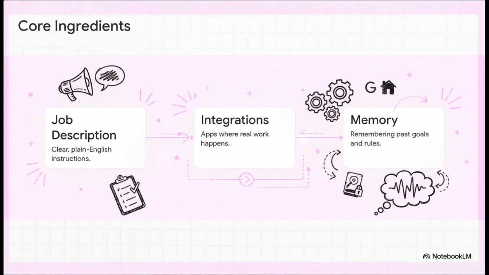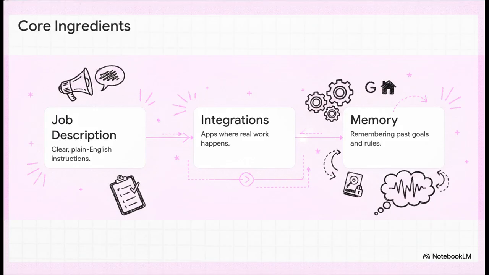First up is the job description. This means typing out clear, plain English instructions telling the AI exactly what its role is. Second, tools and integrations. You have to actually record yourself connecting the apps where the real work happens, like linking the agent directly into Gmail, HubSpot, or Slack.